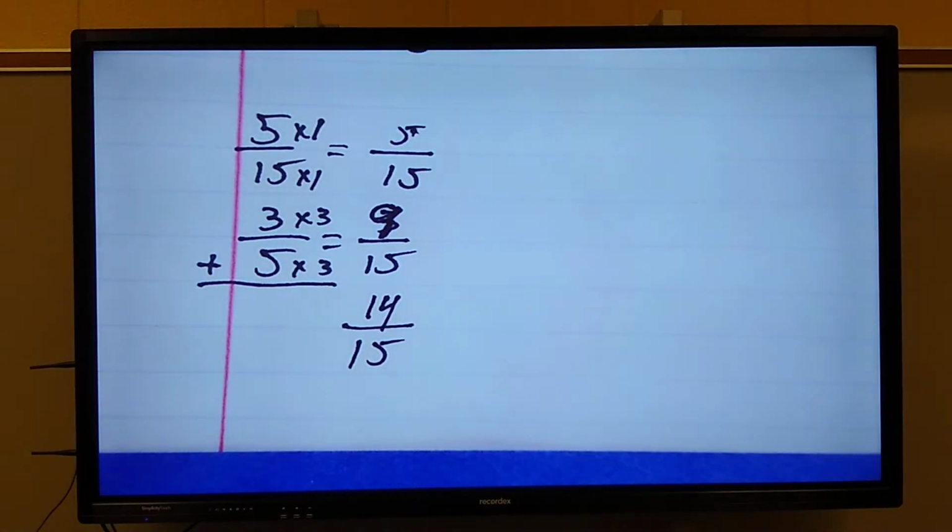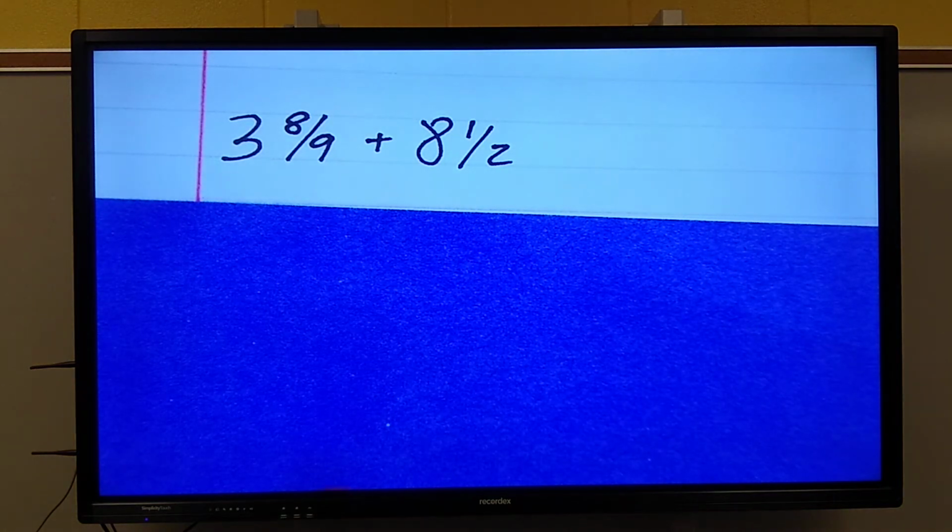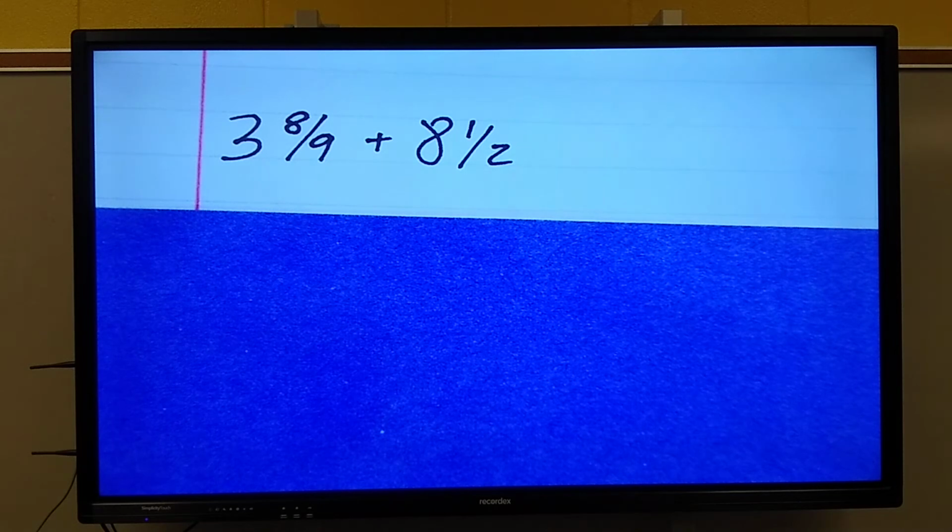Then you ask yourself the two questions. Is this an improper fraction? No. Is this in simplest form? Yes. All right. Last one. 3 and 8/9 plus 8 and 1/2. Add those mixed numbers. Do that now. Pause the video.